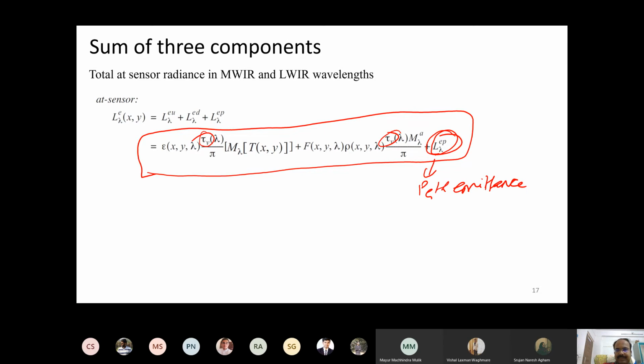The only difference between this and the solar reflected part is that in the solar reflected part, the major source of energy is the sun, and you talk about the reflectance of the Earth's surface. In this case, the major source of energy is the Earth itself, and we are talking about the emissivity of the Earth's surface. That is more important here. And reflectance is equal to 1 minus emissivity by Kirchhoff's law. This also we know.